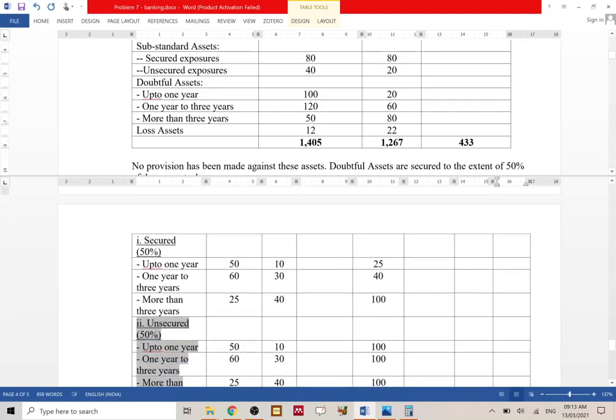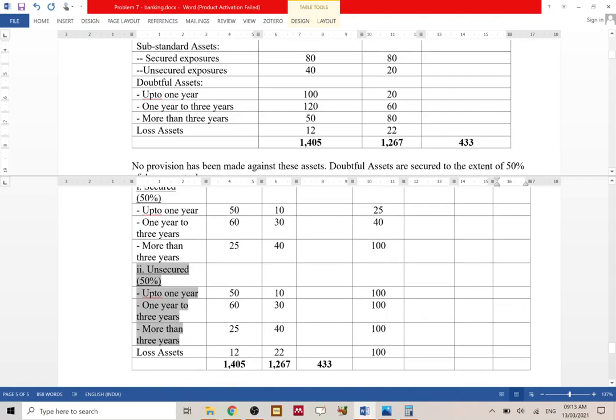Let's come to doubtful assets. 25% of the 50 is 13 and 25% of 10 is 3. Nothing in the last column, nil. Now 40% of 60 is 24. 40% of 30 is 12. Last column, nil. 100%, very easy to calculate.